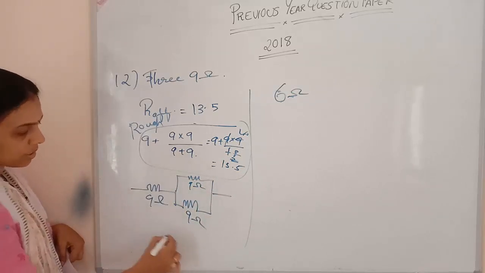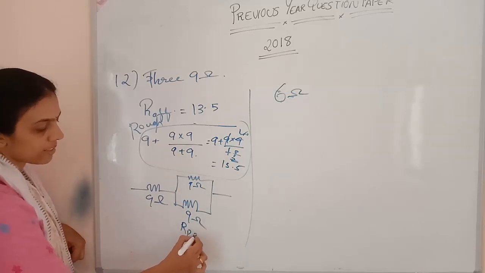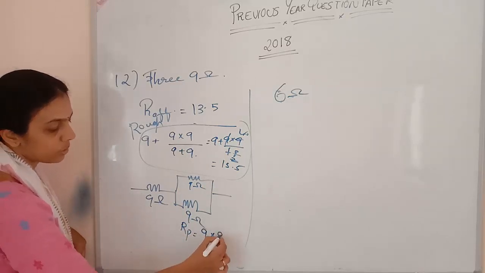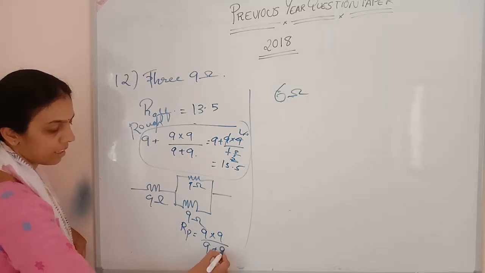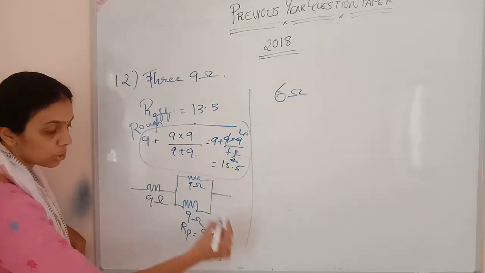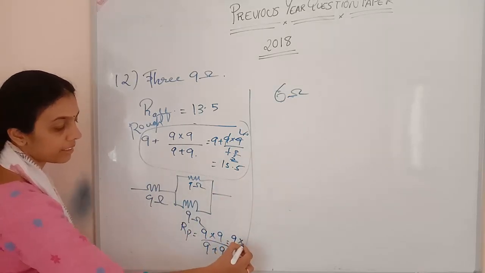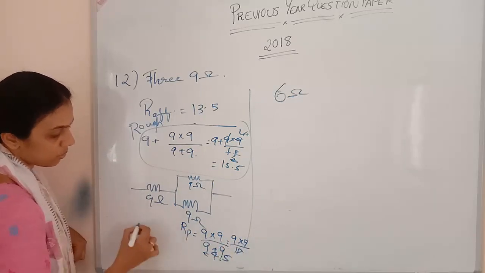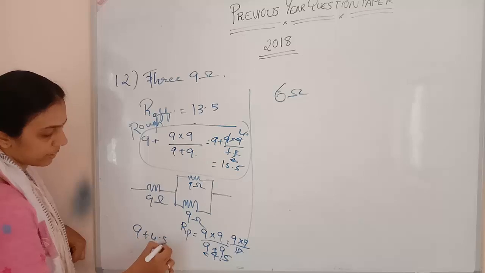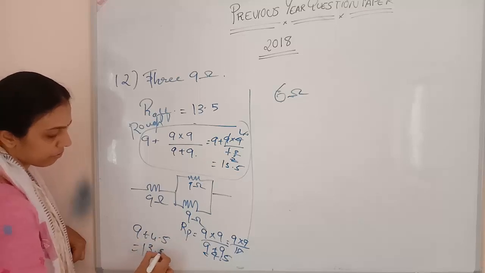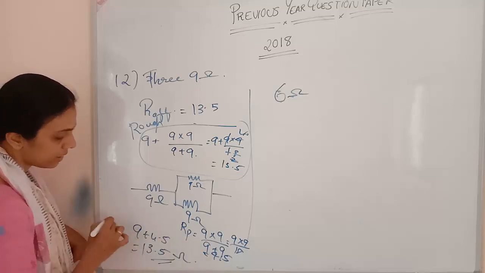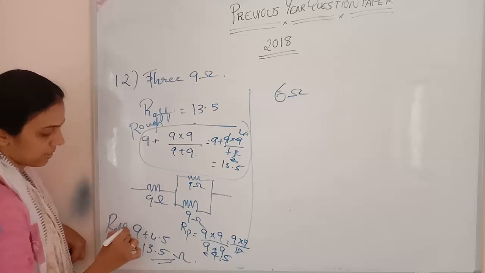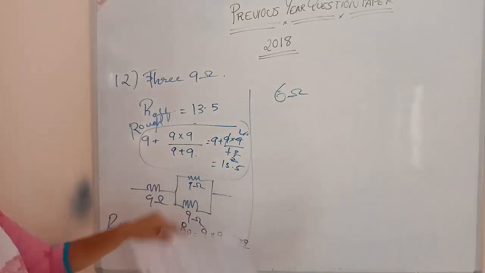Now you should show Rp equals R1 R2 divided by R1 plus R2. Like this you should show: 9 into 9 divided by 18, so it is 4.5. So 9 plus 4.5 will give you 13.5 ohm. Like that you should show the effective resistance. Okay, so now 6 ohm.